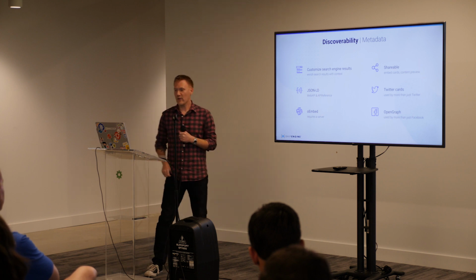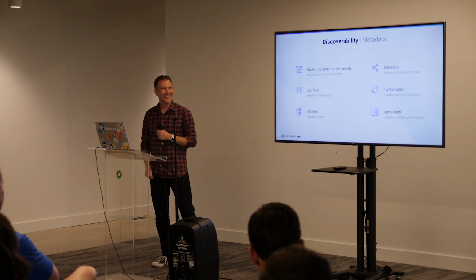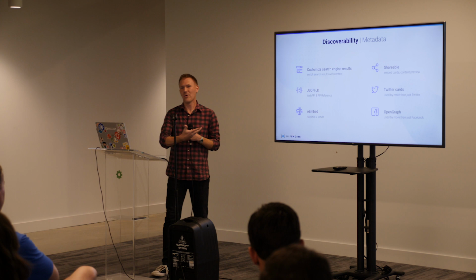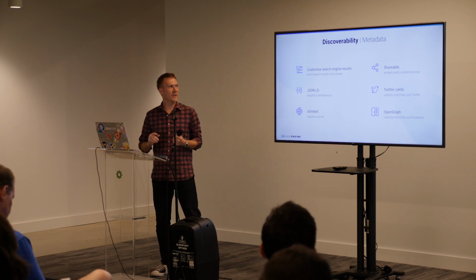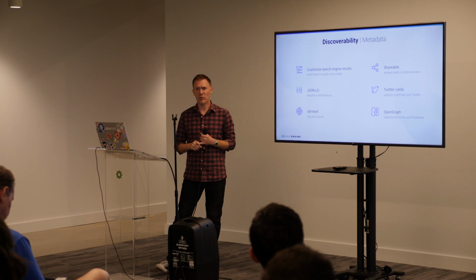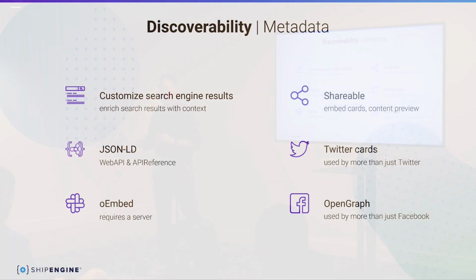Okay, so the first trick to getting all of this wonderful SEO and shareability stuff that I just talked about is metadata. If you're using a CMS like WordPress, or many of the API documentation tools that already exist, they generate all this metadata for you, so you have to do nothing. But if you're rolling something from scratch, you're going to have to generate all this metadata yourself. And there are several different formats.